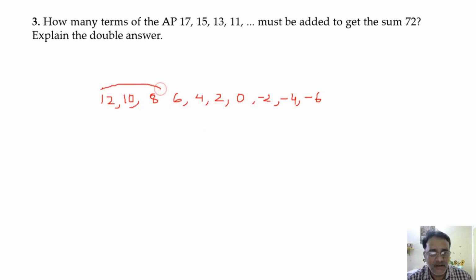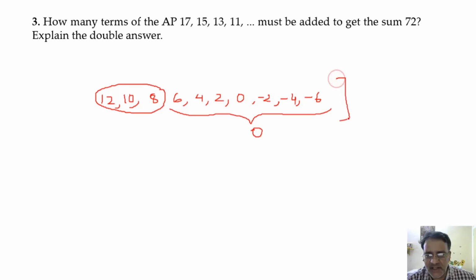Wait. We are getting 30: 12 plus 10 plus 8, because the value of all these other numbers is 0. So how many terms are there? Total 1, 2, 3, 4, 5, 6, 7, 8, 9, 10. So the sum 30 is true for all these 10 terms, and the sum 30 is also true for only these 3 terms. Is that clear to all of you?